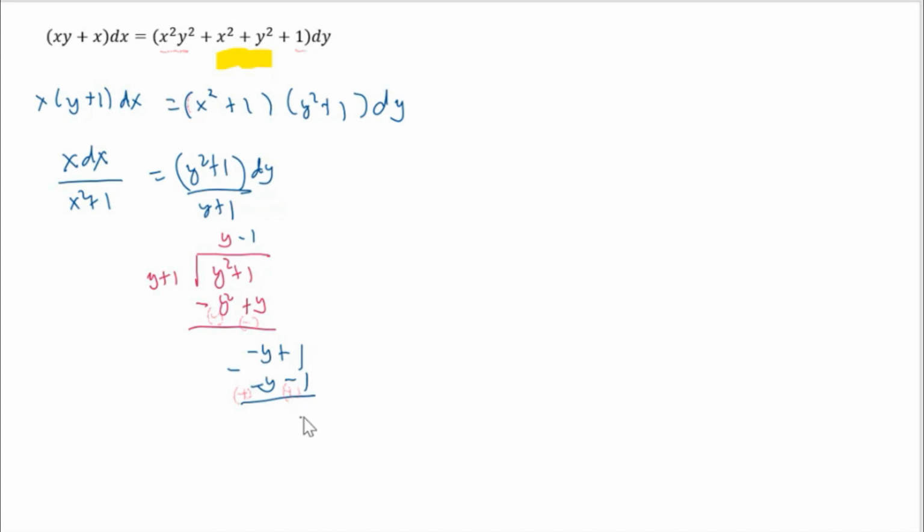So we have now the remainder of 2. After we get the quotient on the right hand side, we can rewrite our equation in terms of the integral of x dx over x squared plus 1 equals the integral of y minus 1 plus 2 over y plus 1 of dy. So we are writing here the quotient of y squared plus 1 over y plus 1.